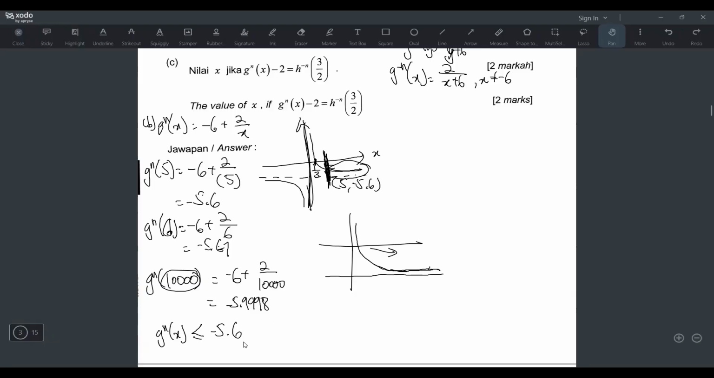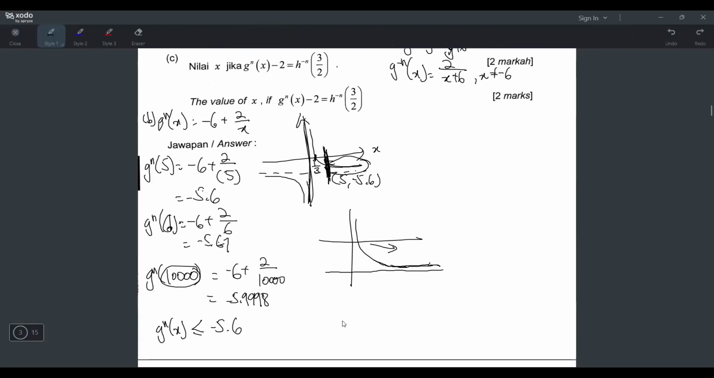Right? So I think I can write in between, right? So I think I can also write like this, like g power nx is in between. Wait, is it correct if I write like this? It's greater than, no, right? It's not correct. Okay, so I think I will just write like this.